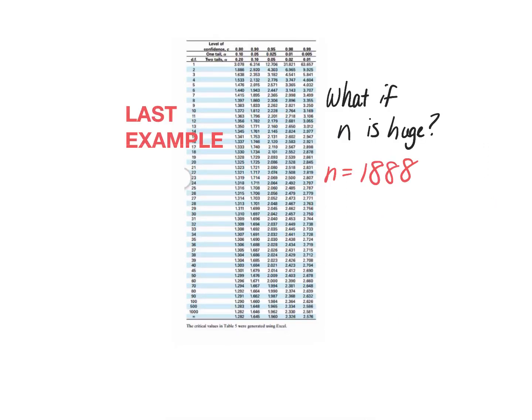So for our last example, let's look at what happens if n is huge. Let's assume n is given as 1,888. The degree of freedom then would be 1,887. Not on the chart, so we choose the one that's closest. There is nothing closest. So what will really wind up happening is we go to the infinity line. Turns out the infinity line mimics the z-score table.